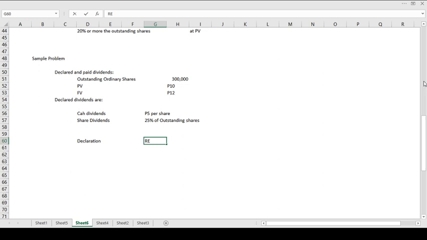Okay? And then, bakit? Kasi dapat it's a composition of two dividends. Yung 5 multiplied by 300,000 is pertaining to the cash dividends. And then, we need to multiply 25% of the outstanding shares, which is 300,000. Multiply that because this is a large share dividends, it must be valued at par. Okay? So, multiply at 10. So, the answer, the retained earnings na madideduct natin would be 2.25 million.